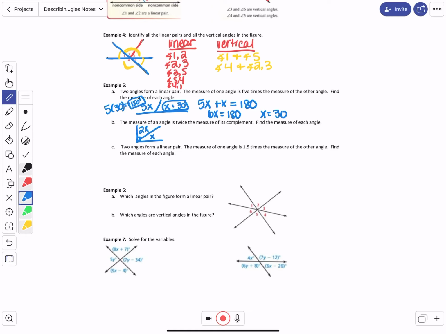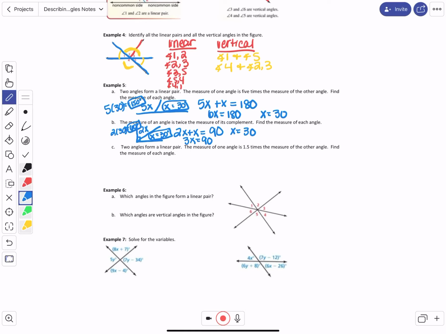So we know these two added up. So 2x plus x is going to be 90. So we have 3x equals 90. If we divide 90 by 3, we'll get 30. So x is 30. So we know one angle is 30 degrees. And 2 times 30 is 60.